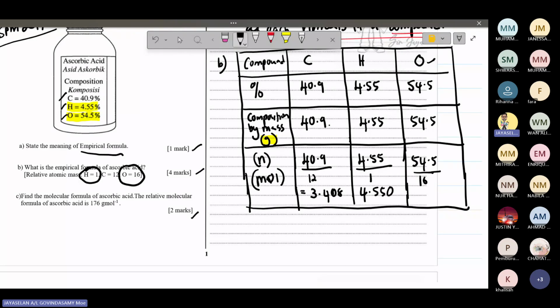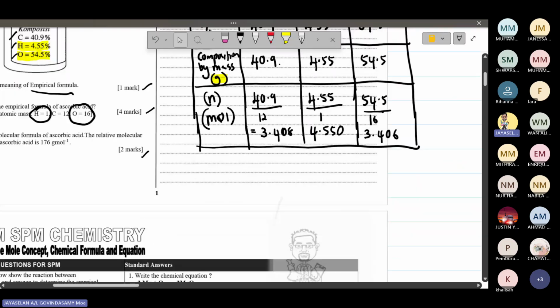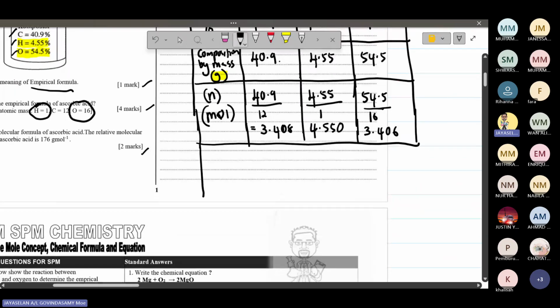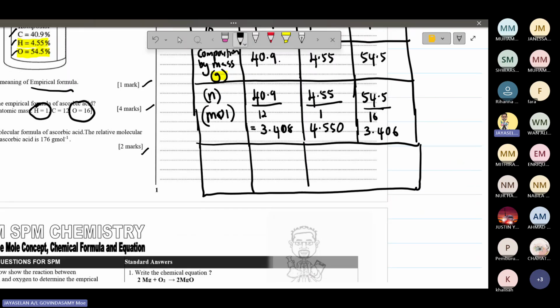Okay, number 2, you will get 54.5 divided by 16. So you guys will get 3.406. Okay, you already score 1 mark. Any question? No question. Okay, now the fourth step, you are trying to find the ratio.